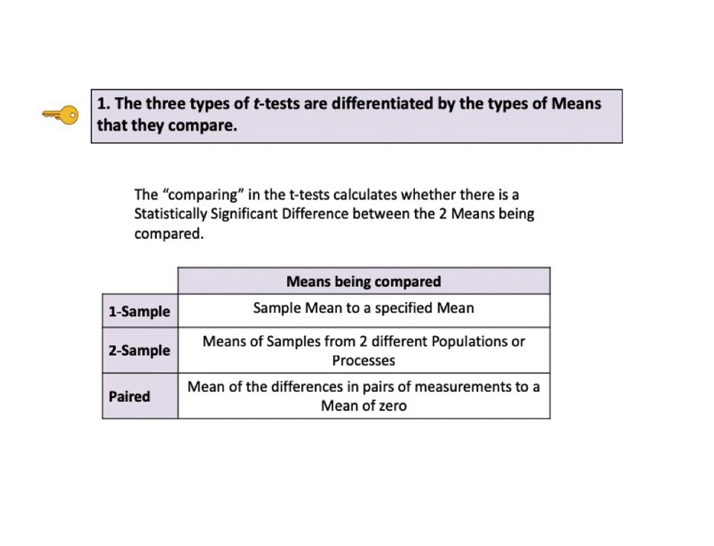There is only this one sample in the 1-sample t-test. We'll explain later what a specified mean is. In a 2-sample t-test, we collect 1 sample from each of 2 populations or processes. Then we calculate the 2 means and compare them. More on this under KTU number 4. Finally, the paired t-test compares the mean of the differences in pairs of measurements to a mean of 0. We'll explain this further under KTU number 5.